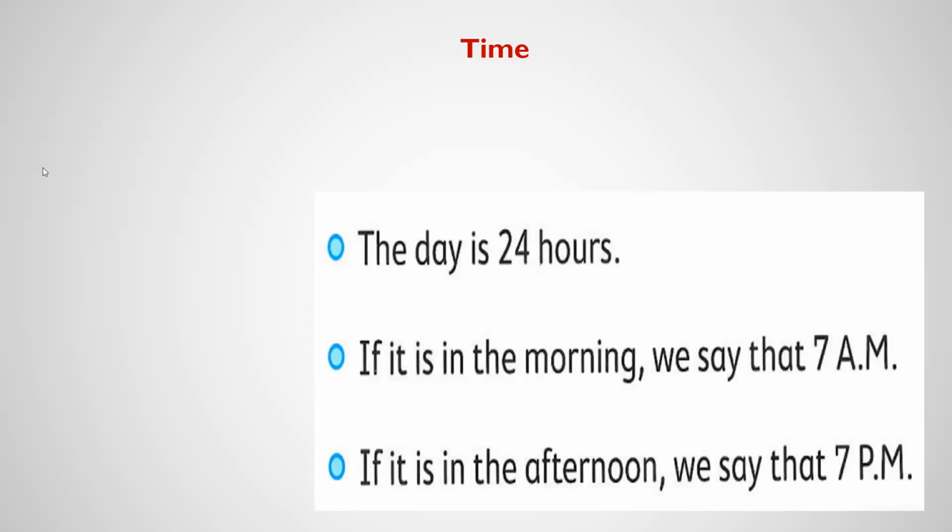Okay, when we are in the morning we say it as AM. So when I'm saying now it's 7 AM, AM means in the morning. What about 7 p.m.? Means we are in the afternoon. Okay.